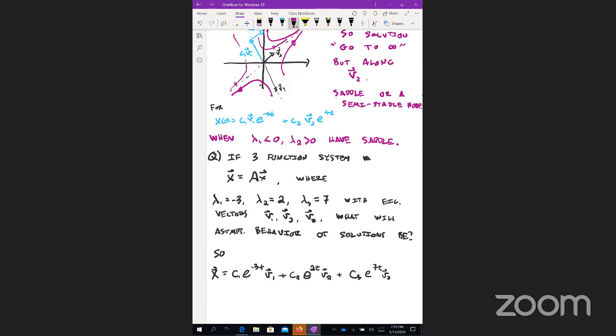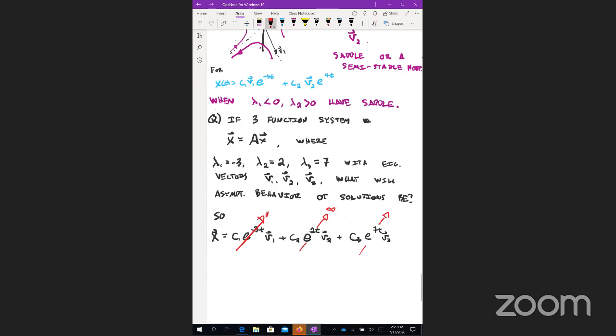And absolutely, two of these are going to be expanding directions, and one is going to be a contracting direction. So this is going to go to 0, and this is going to go to infinity, and this is going to go to infinity. And this guy is actually going to go to infinity much faster than this. So this goes to infinity the fastest.